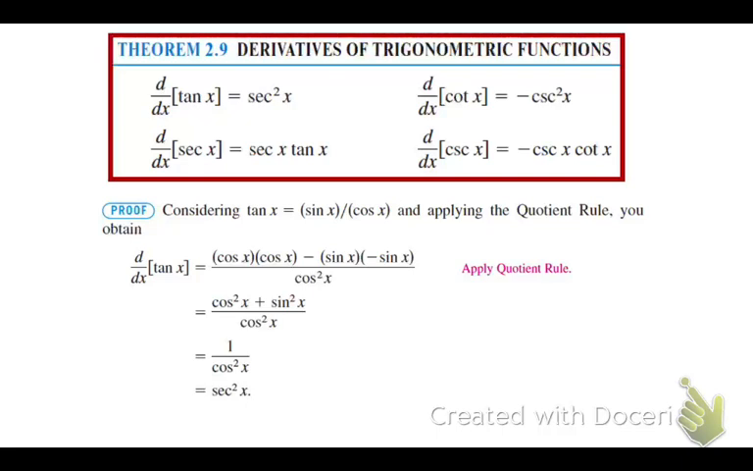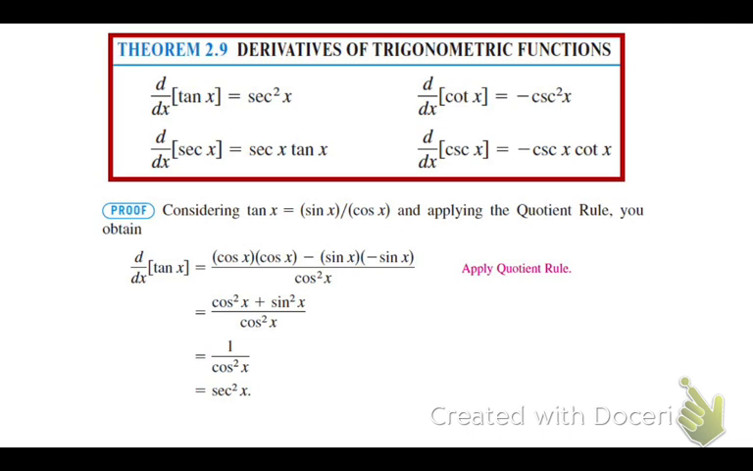Okay, so there are 4 more trig derivatives, and they are it. We already know the derivative of sine is what? Cosine. We already know the derivative of cosine is? Negative sine. The derivative of cosine is negative sine. That makes a lot more sense now.